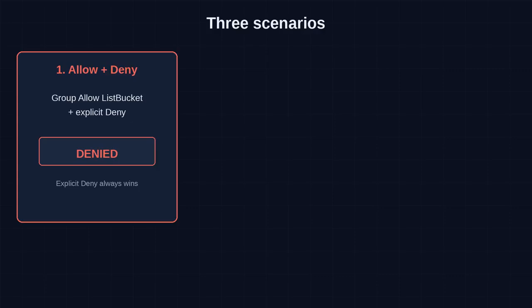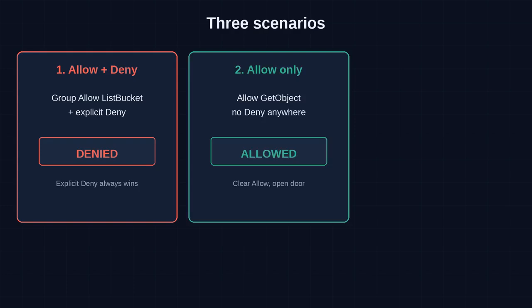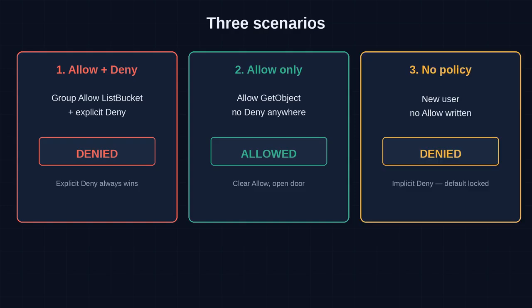Scenario 1, a user has an allow on S3 list bucket from a group policy and a deny on that same action from a permissions boundary or an explicit deny statement. Result, denied. Explicit deny always wins. Scenario 2, a user has allow on get object for a bucket and no deny anywhere. Result, allowed. The object door opens.